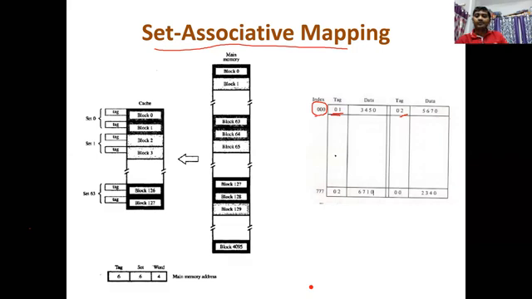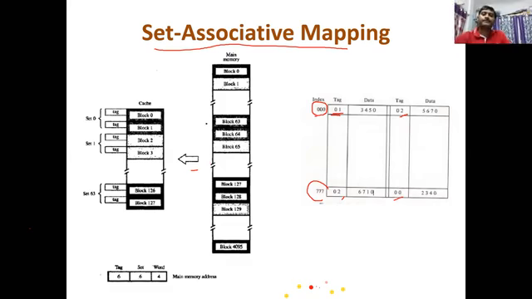So 01 and 02 both will be here. This will remove the problem of direct mapping. Index will be 0, tag will be 01 and tag will be 02. Similarly, index will be 777, tag will be 02 and tag will be 00. So both the contents will be taken and placed. This is set associative mapping.